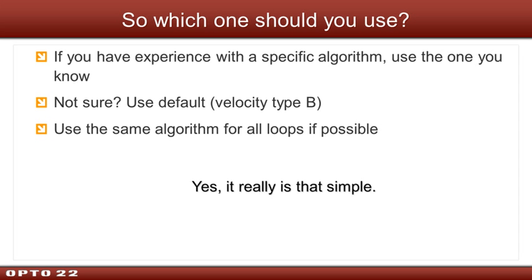So that said, obviously one of the very important things you want to do is try wherever possible to make sure that you use the same algorithm for all loops within your process. Okay? That way your operators aren't seeing one set of figures for one loop and a completely different set of figures for a different loop. Even if they're both temperature, it would be very confusing. Whereas if you use the same algorithms, the tuning is going to be very similar, and you're going to find a lot more continuity. So yes, it's really that simple. Don't make it more complicated than it needs to be. If you've got experience, use that one. If you don't, use the default.